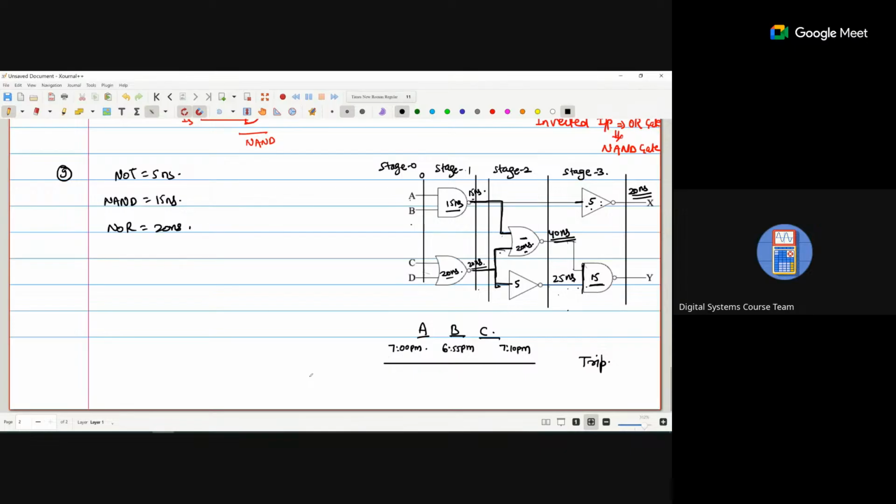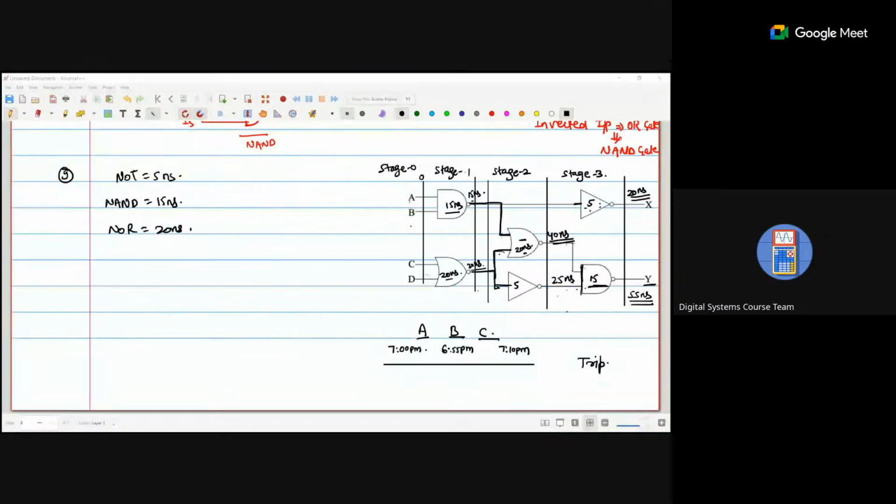Again, this gate provides a 15 nanosecond delay, so that means Y will be received at 55 nanoseconds. Understood? Yes, sir. Now in the question they are asking X and Y both. So X will be after 20 nanoseconds and Y will be after 55 nanoseconds.